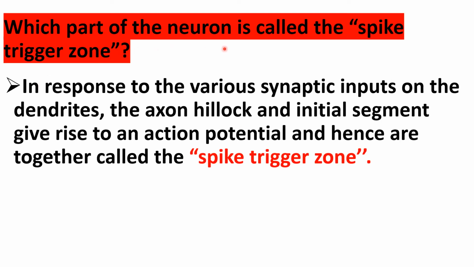Which part of the neuron is known as the spike trigger zone? In response to various synaptic inputs on the dendrites, the axon hillock and initial segment give rise to an action potential, and hence they are together known as the spike trigger zone.